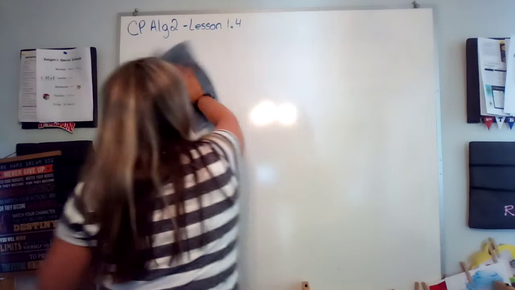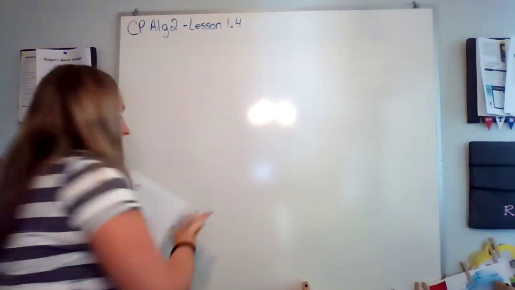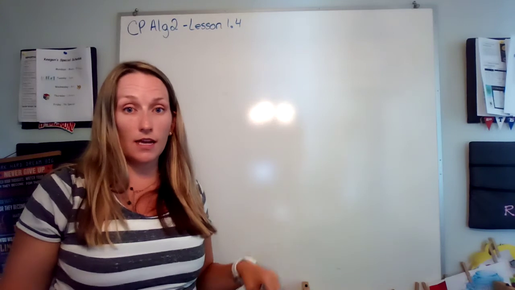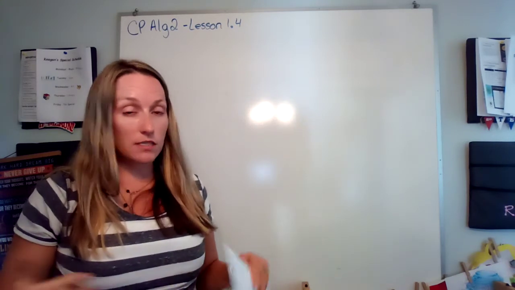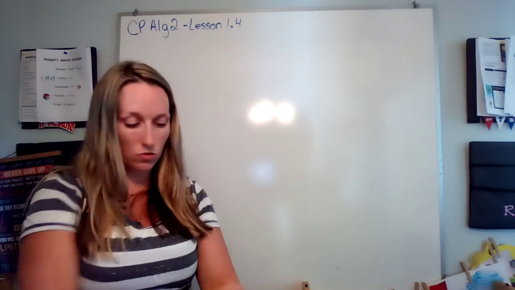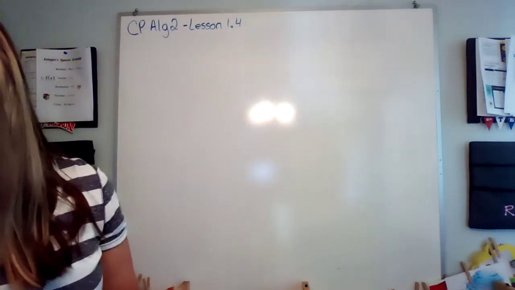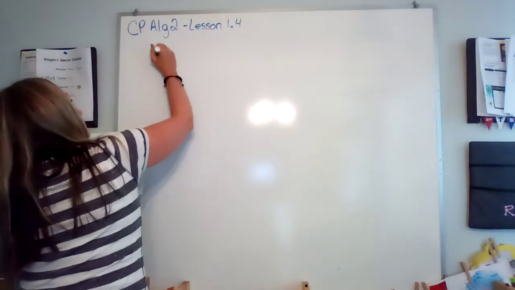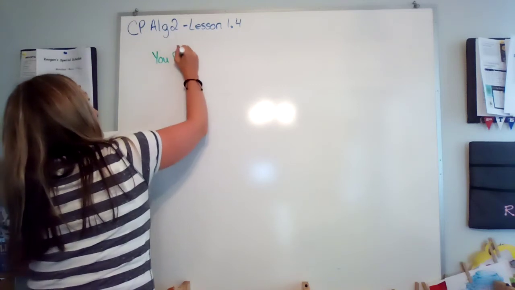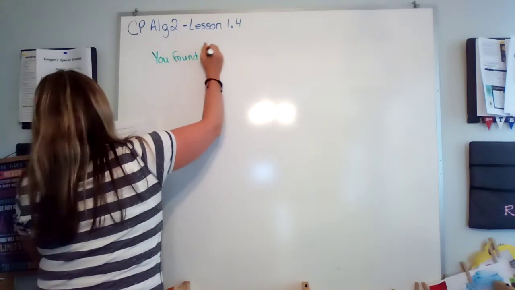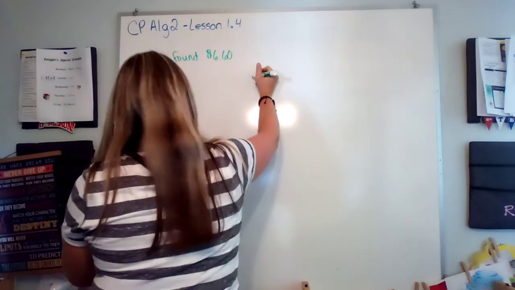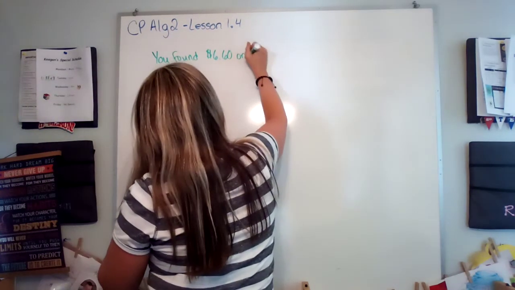Now, I didn't do one with no solutions. If you come across something that makes no sense, if you are working through the problem and you end up getting something like -2 = 5, something that doesn't make sense, that's no solution. We'll talk about that, I'm sure, when they pop up in homework. All right, so for this example, it says you found $6.60 on the ground at school.